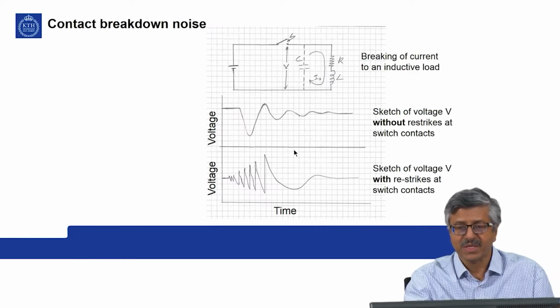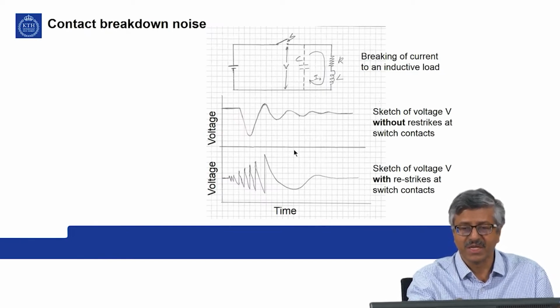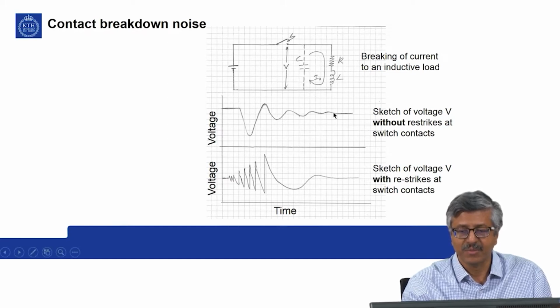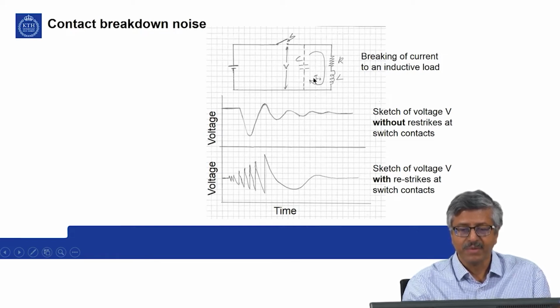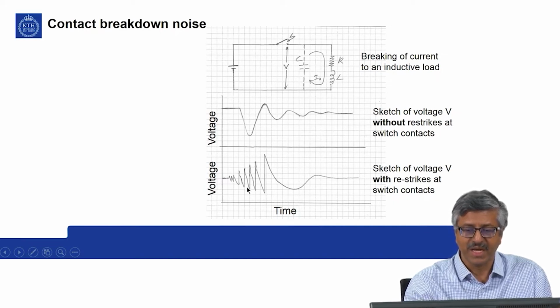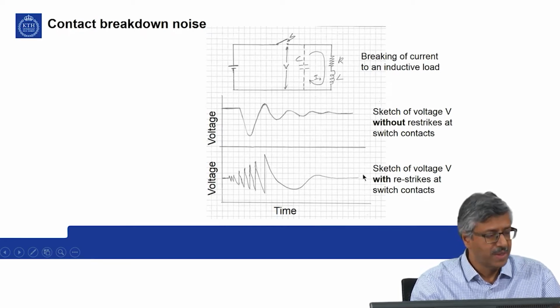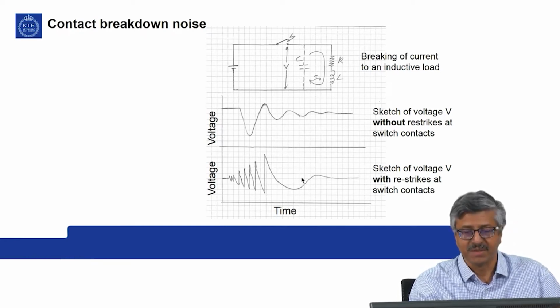So, this shows we have seen this curve before. This is without breakdown at the contacts, just damped oscillation due to this resonance circuit, but this is with restrikes at the switch contacts, because periodically there will be arcing, extinguishing, then arcing, extinguishing, etc. happening as V2 minus V1 is changing.